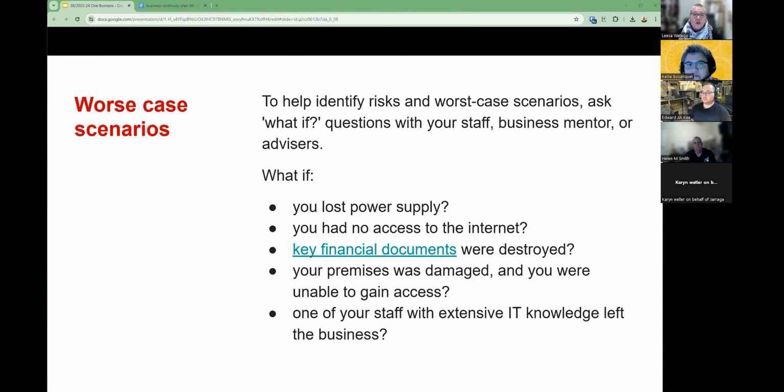So what you want to do, as part of this work of being prepared, is really think about and go through some of those worst case scenarios. What if this happened? So what if we lost power supply to our house? What will we do then? We've got a big meeting this afternoon. We're going to run a webinar, or we've got a meeting with a client where we need to present a pitch so we can get a job, and suddenly the power goes out.